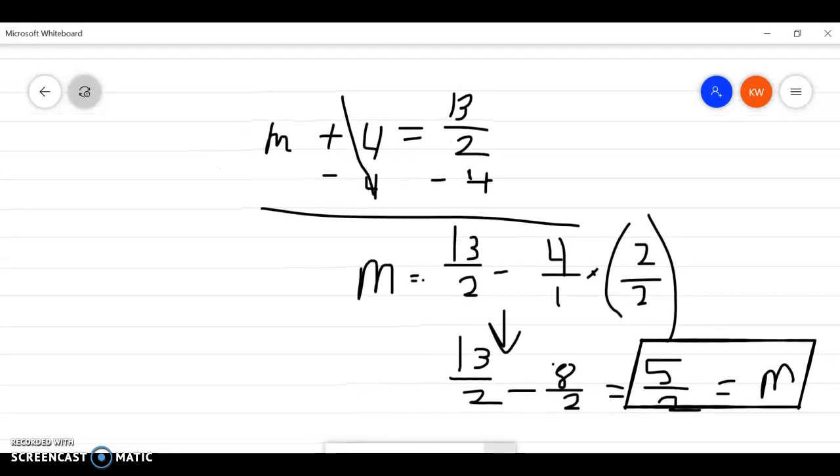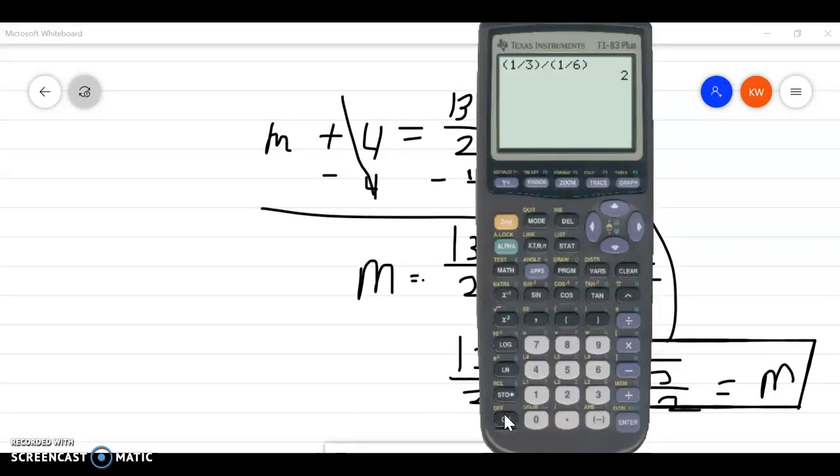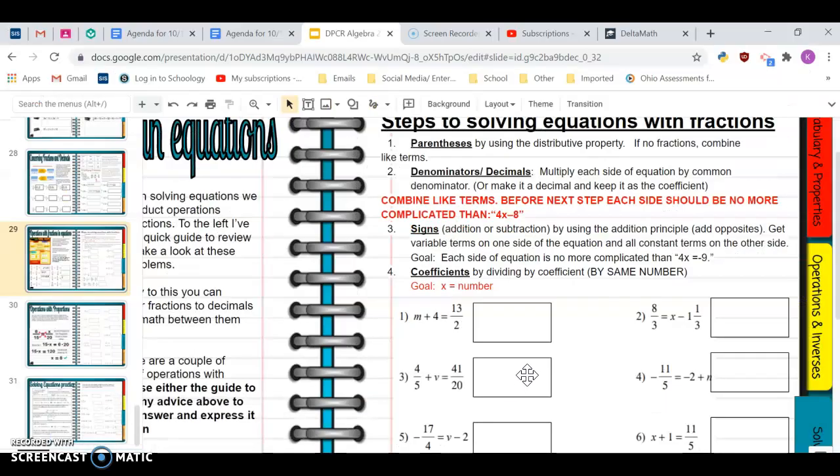Alternatively, you could do the math by just going over here and doing, within parentheses, 13 divided by 2. And then you could do minus 4, which gives you 2.5. And if you hit the math button and use the fraction answer, that gives you 5 over 2. So, easy ways for you to do it. All right, so this first one, we got m equals 5 over 2. All right, that's the easier one.